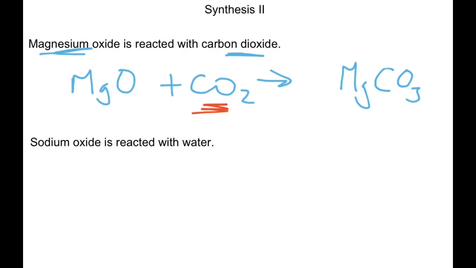Now let's go back and have a quick look. I see a magnesium on the left, magnesium on the right, check. A carbon on the left, a carbon on the right, check. And I see 2 oxygens here, 1 oxygen there, so 3 oxygens on the left and 3 oxygens on the right. So this is balanced.